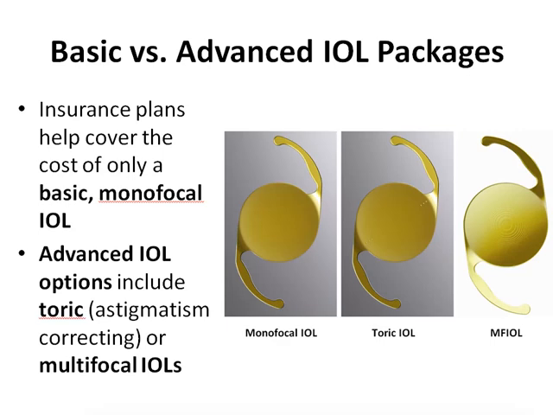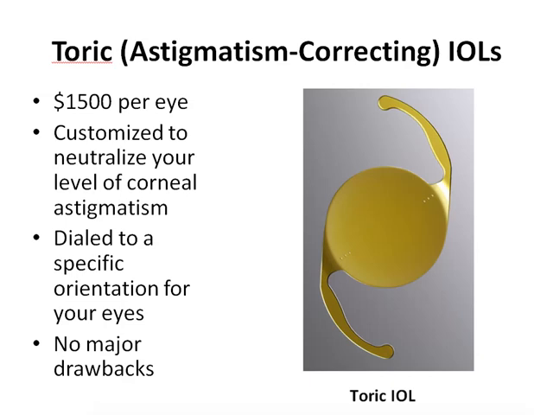Insurance plans help cover the cost of only a basic monofocal IOL. These lenses have a single focal point and do not correct astigmatism. Astigmatism most commonly arises from the cornea being shaped like a football rather than being perfectly round. Most patients have a measurable degree of astigmatism. If the astigmatism is large enough and you choose the basic IOL package, you should plan on full-time glasses for all ranges of vision after surgery.